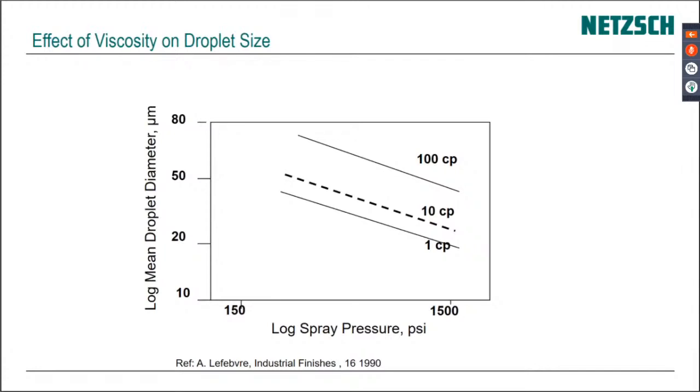So this is a graph here by Lefebvre on industrial finishes, and he's looking at mean droplet diameter. Let me just get the laser pointer here. Mean droplet diameter on the left versus spray pressure. Obviously, if you spray at higher pressure, the droplet size goes down. As you go to higher viscosity, the droplet size goes up, and you can see that that is also a kind of proportional relationship. So the higher the viscosity, the larger the droplet size. The lower the viscosity, the smaller the droplet sizes for spraying.